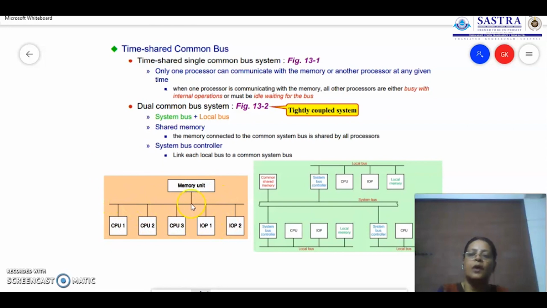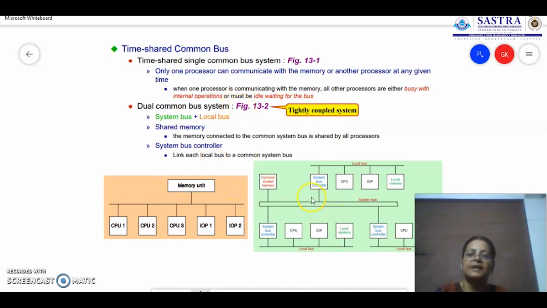This common bus is going to be shared by all these processors to communicate with the memory. At what time and for how long a processor can make use of it is going to be decided by the time sharing, so it is called time shared. The total time is going to be shared across the different processors. And since we have the sharing of memory, this comes under the category of tightly coupled system.